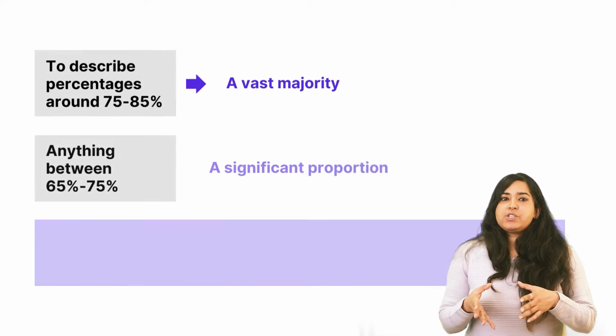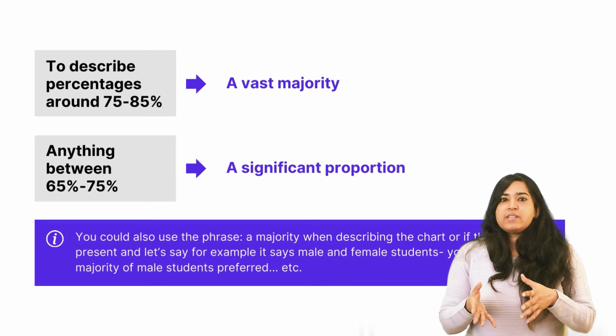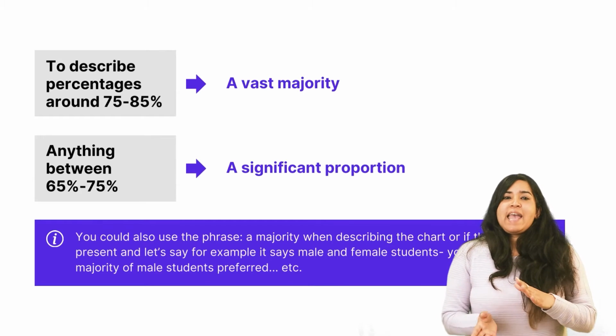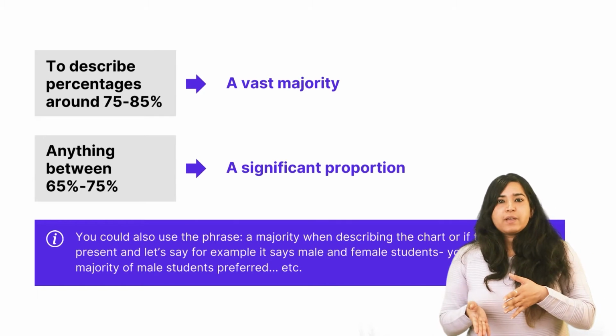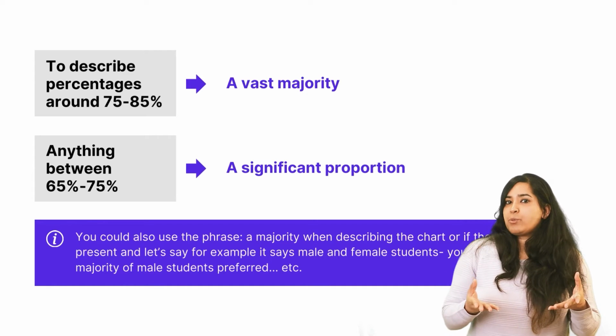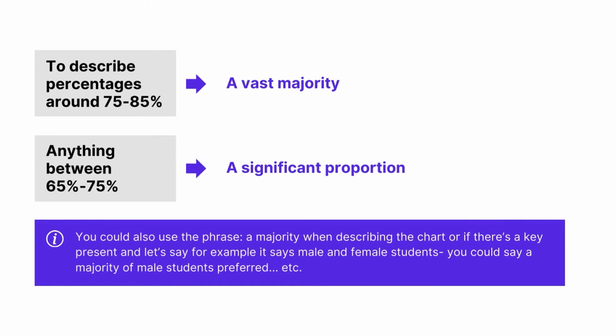To describe percentages around 75 to 85%, you can say a vast majority. Anything between 65 and 75%, you can write it as a significant proportion. You could also use the phrase a majority when describing the chart, or if there's a key present, and let's say, for example, it's male and female students, you can say a majority of male students preferred, etc.